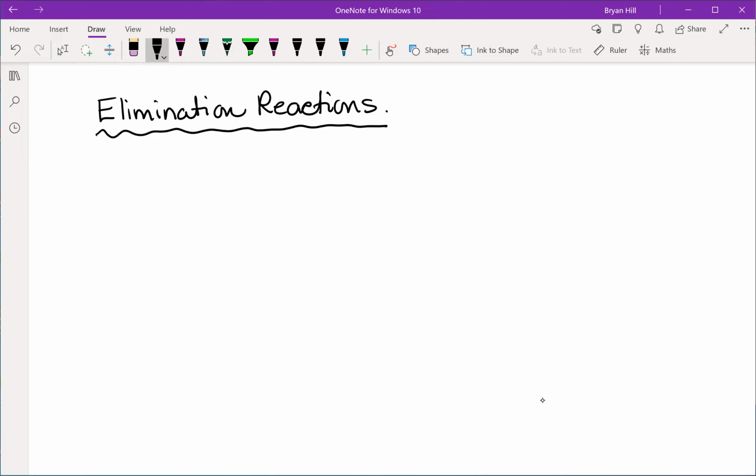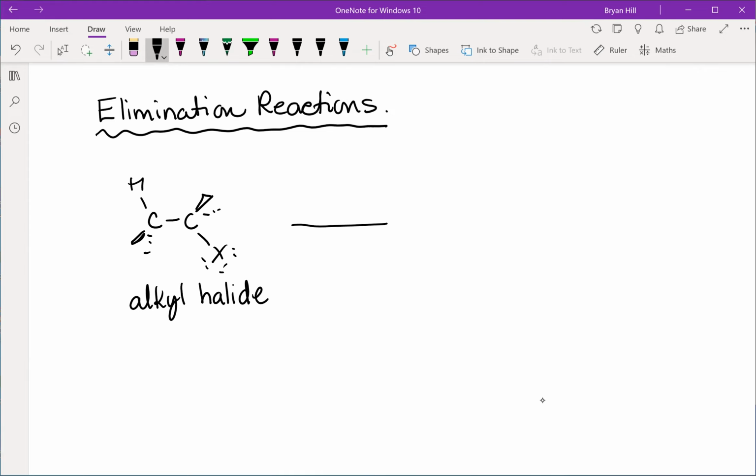So in an elimination reaction, you will have some type of alkyl halide. You will have a base of some type. Call this R, so base. And of course, a solvent. I will draw this solvent.